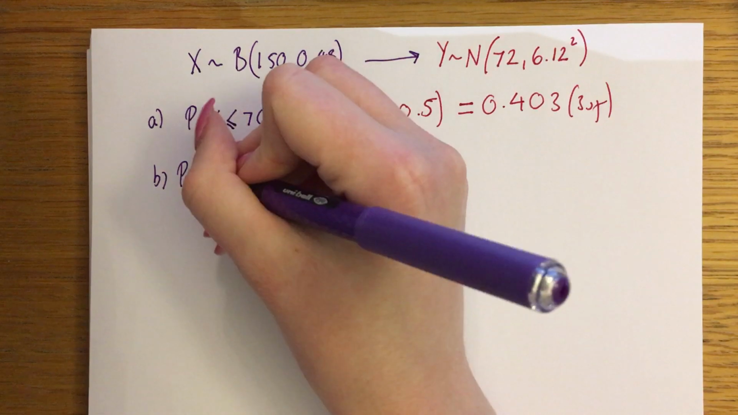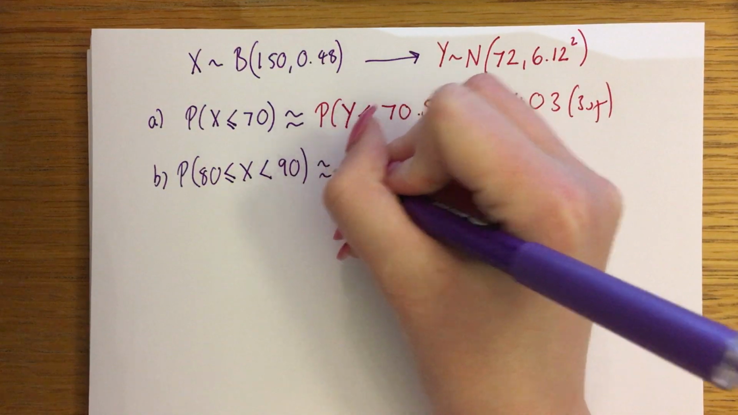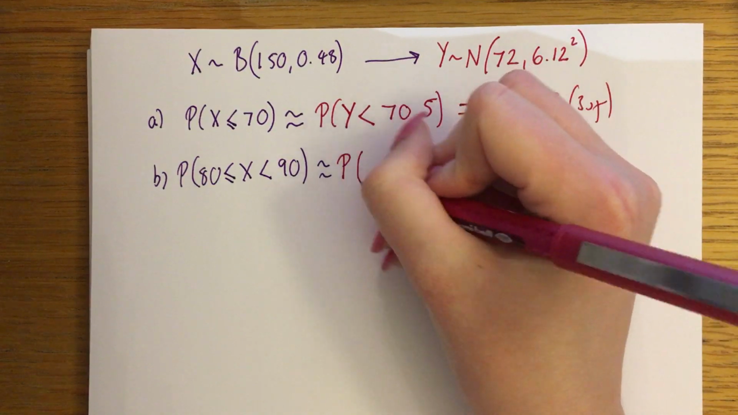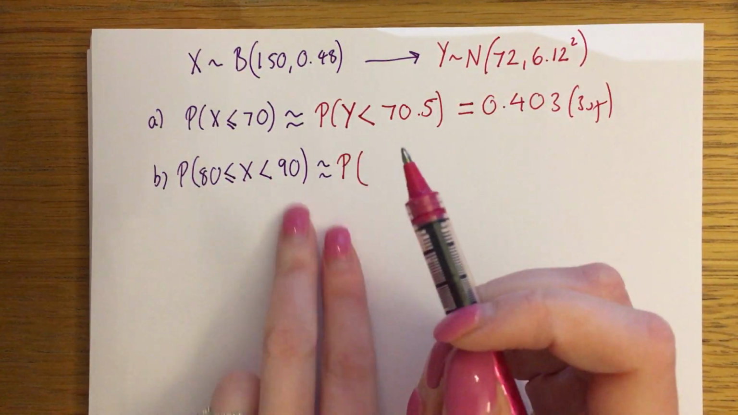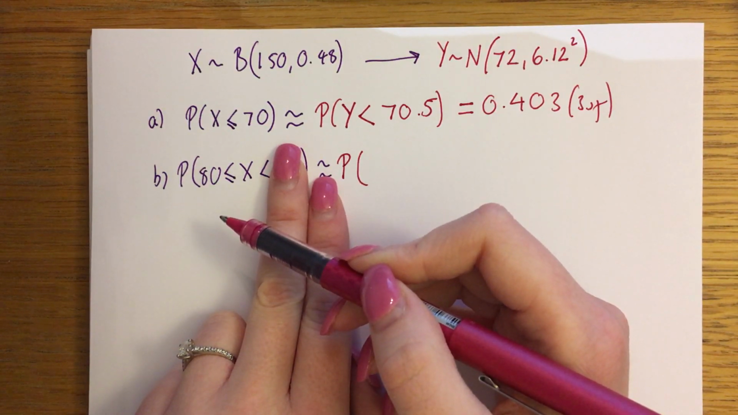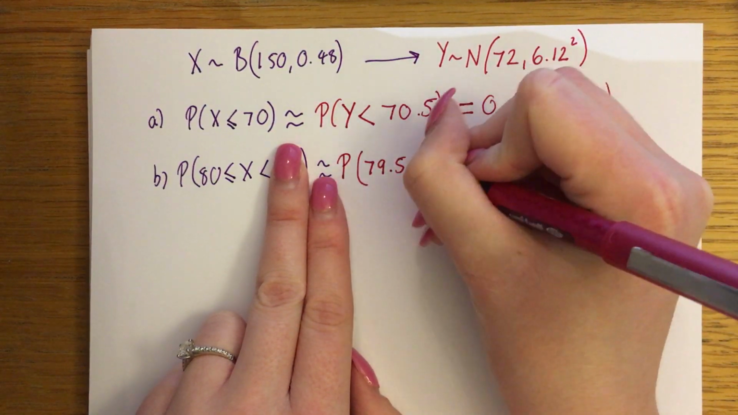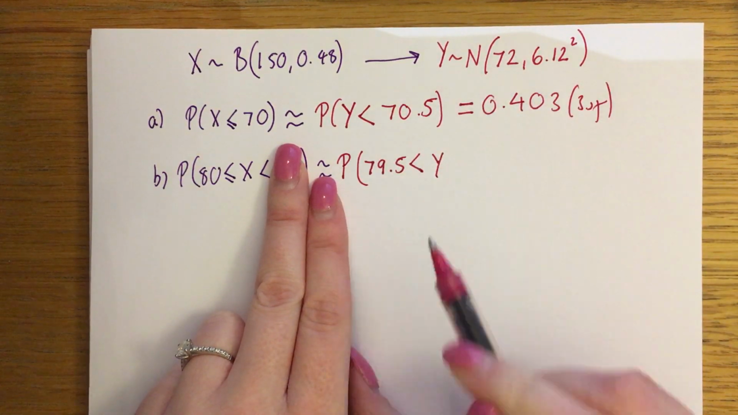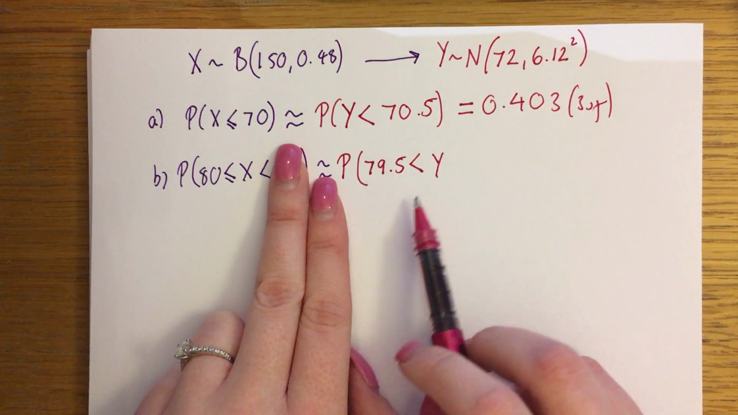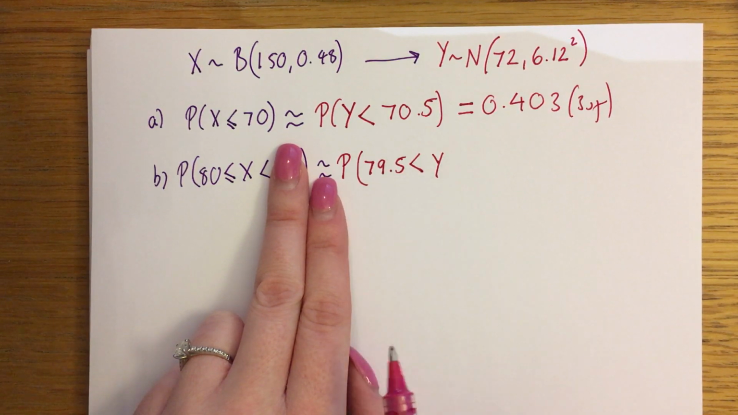B, find the probability that x is greater than or equal to 80, but less than 90. So I need to deal with each end separately. So x is greater than or equal to 80. So I need to include anything which could round to 80, because I want anything that is more than or equal to 80. So I need to include anything which could round to 80, and because it's greater than, I need the lower bound to see what it would round up to there.